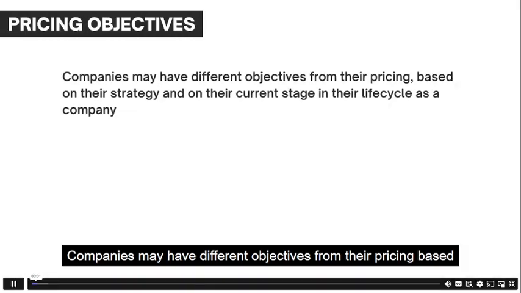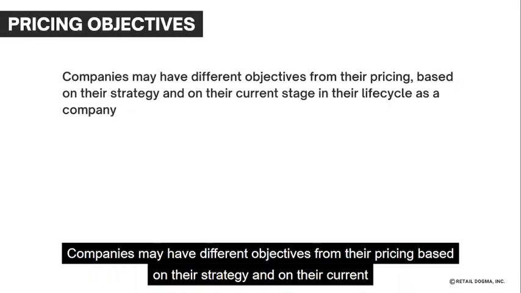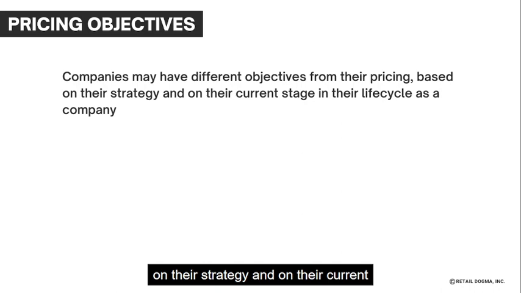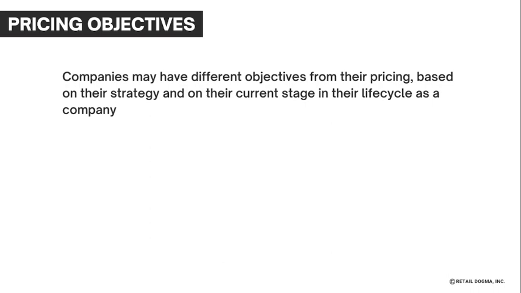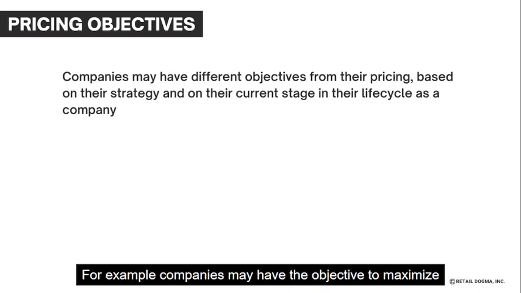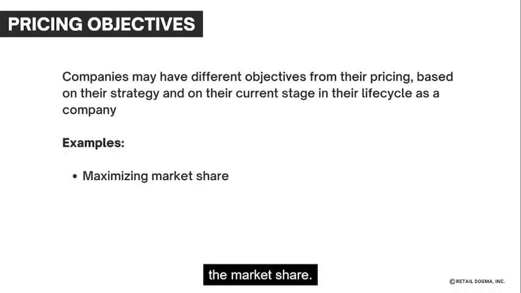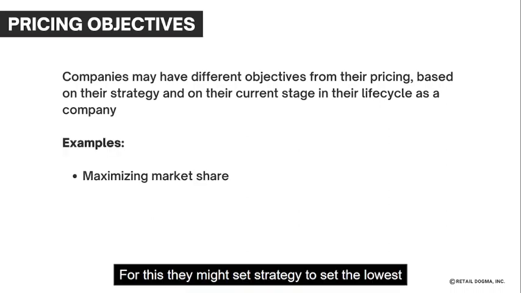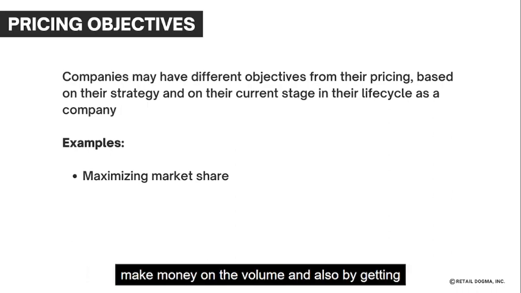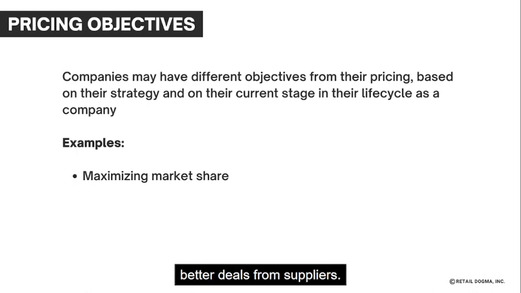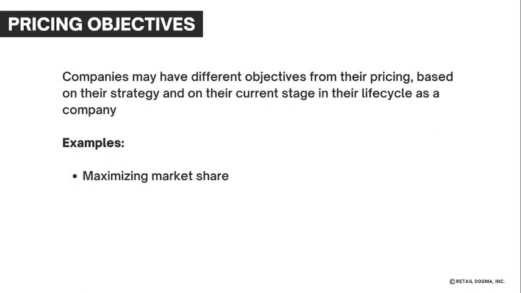Companies may have different objectives from their pricing, based on their strategy and on their current stage in their life cycle as a company. Identifying those objectives is important before setting the right prices. For example, companies may have the objective to maximize their market share. For this, they might set a strategy to set the lowest prices in the market and gain a bigger market share and make money on the volume, and also by getting better deals from suppliers.